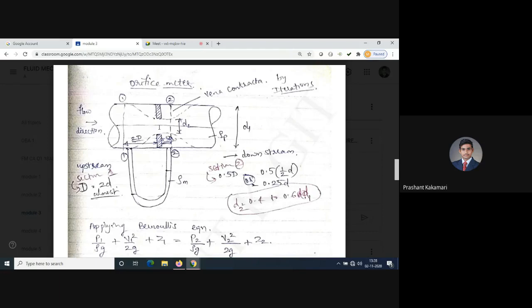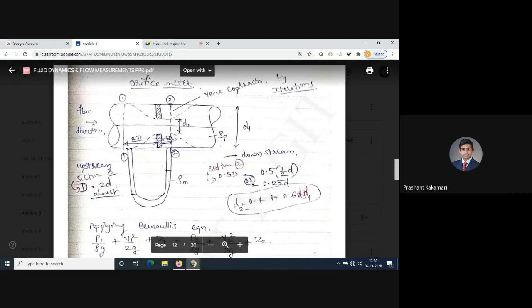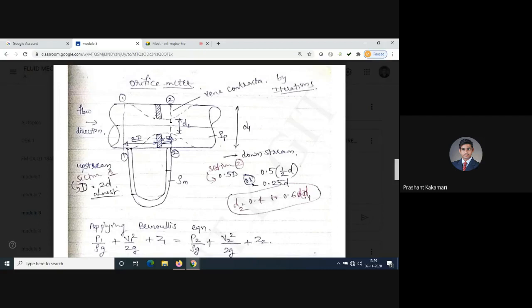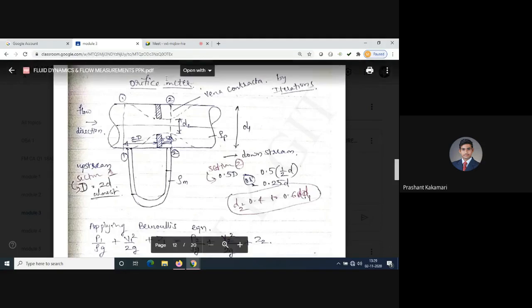But in the actual case, with losses, with the CD value, the diameter D2 should be considered just after the orifice opening, where the diameter of the flow should be very less. That point is called the vena contracta point. At that point, if you consider, that will give us the actual accurate readings of the discharge. Okay. Now coming to the derivation part.